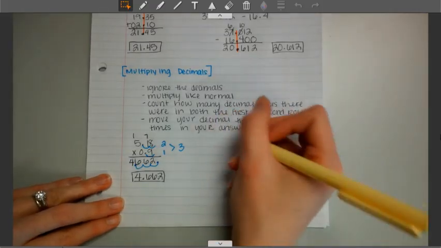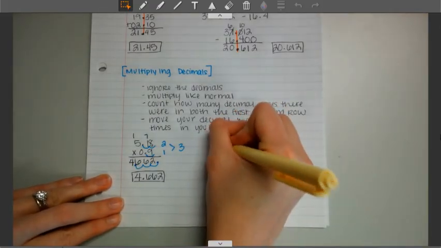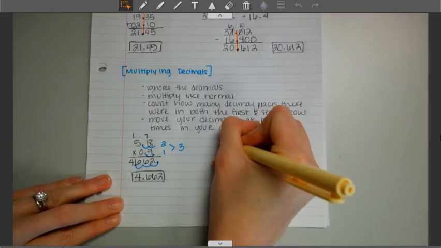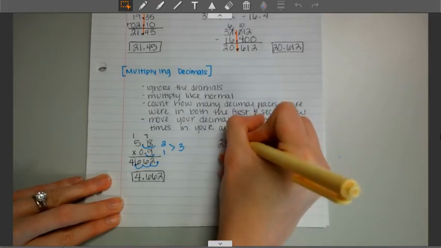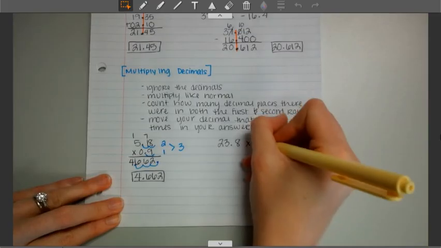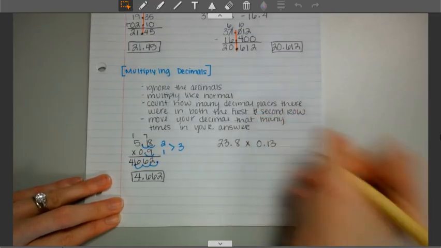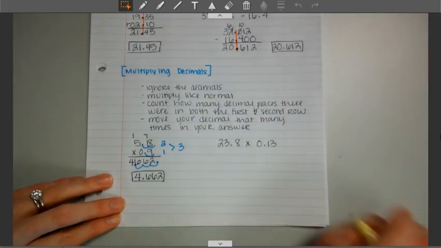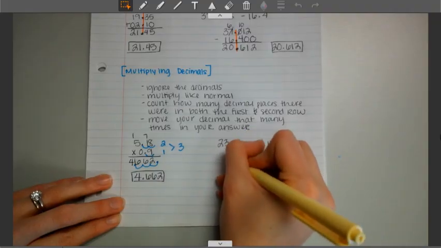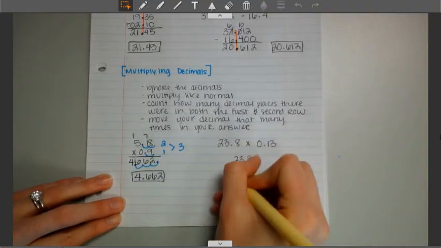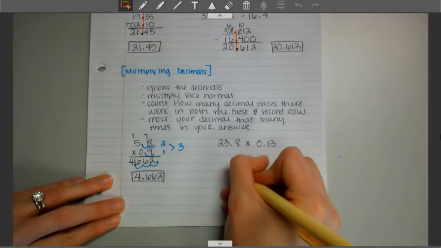Okay, we'll do another example of this. Let's say we have 23 and 8/10 times 1300ths. Okay, we're going to set them up vertically. So we have 23 and 8/10 times 1300ths.